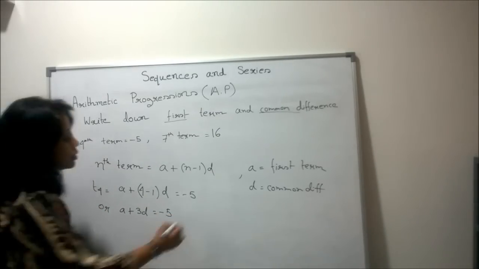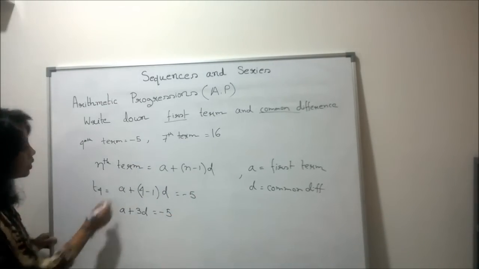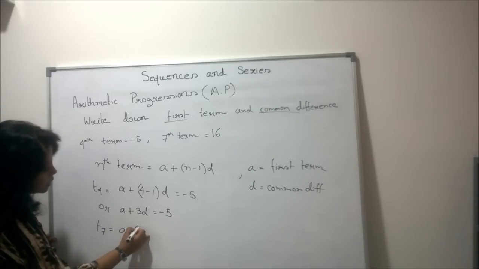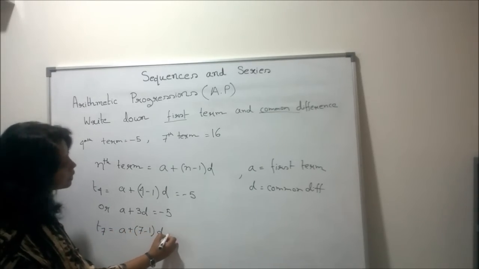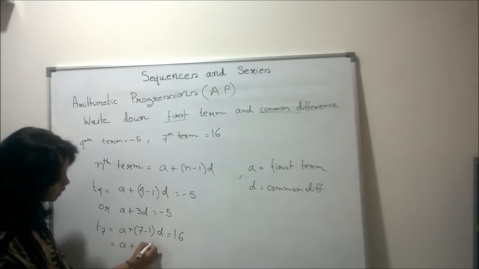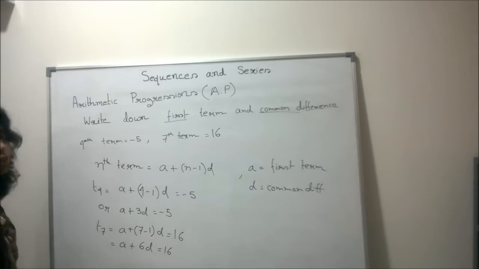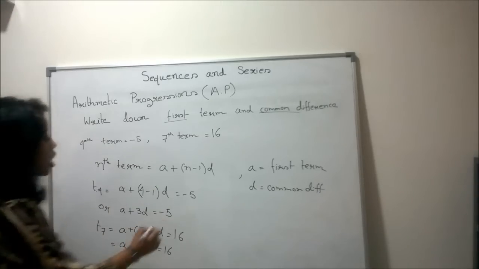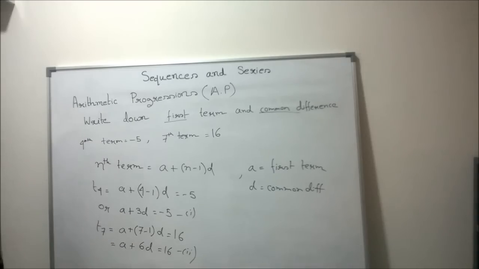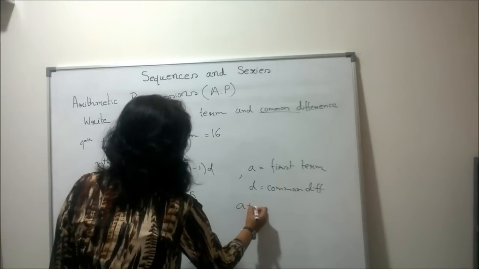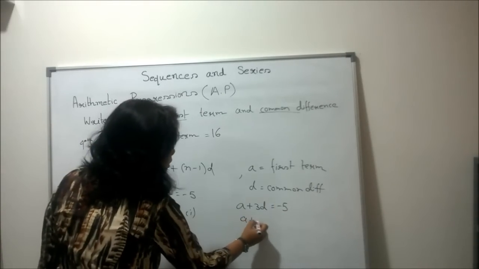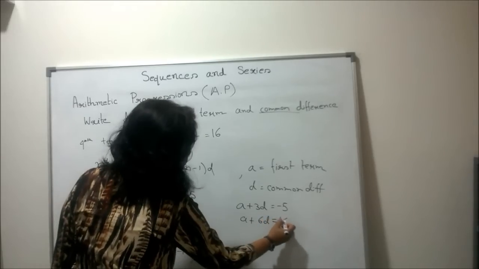Okay. And for the next one, it is given 7, T7. T7 is a plus 7 minus 1 d, that is given 16. So here a plus 6d is equal to 16. So from these two equations, now we will solve and find the a and d.